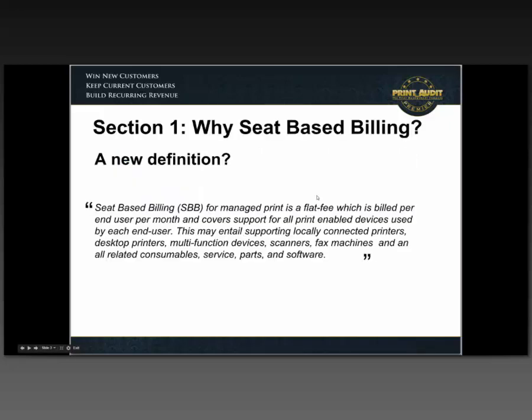Now, the first thing that we should probably get to is, what is seat-based billing? I've come up with this definition. I went online and looked up the definition for seat-based billing in the managed services and managed IT services world and modified it for managed print. Basically, seat-based billing, or SBB for managed print, is a flat fee which is billed per end user per month and covers support for all print-enabled devices used by each end user. This could entail supporting locally connected printers, desktop printers, multifunction devices, scanners, fax machines, and all related consumables, service, parts, and software. It's a bit of a mouthful, but the idea is that a seat-based price includes everything per user for their print.